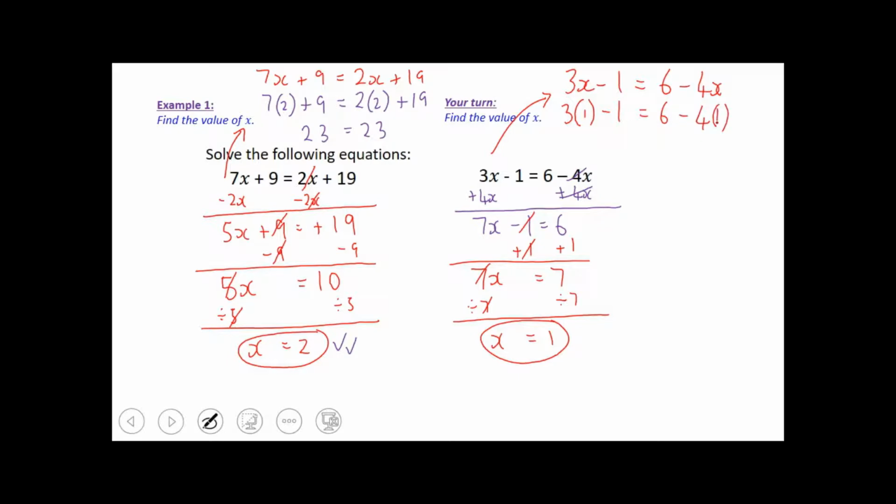So 3 times 1 is 3, minus 1 is 2 on this side, and 6 minus 4 times 1 is 4, so it's going to be 2 on this side. So I know this has also worked out.